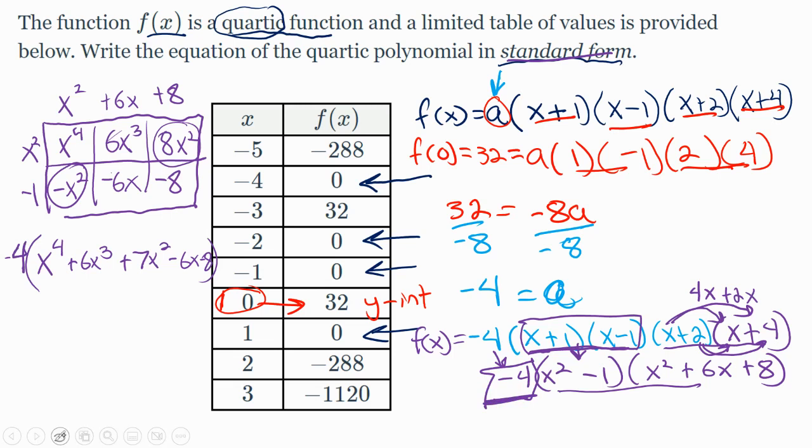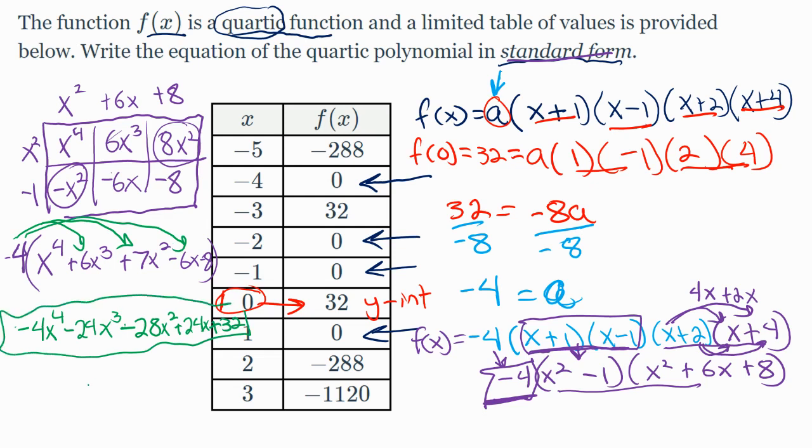Negative 4 needs to get distributed into my result. So my final answer should be that f of x is equal to negative 4x to the fourth, and then negative 24x to the third, and then negative 28x squared, running out of space here, positive 24x, and then positive 32. So that is f of x in standard form.